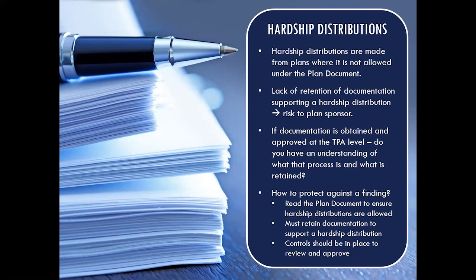It's important to know that from the IRS's perspective, it's insufficient for plan participants to keep their own records of hardship distributions, and there is a responsibility placed on the plan sponsor to obtain supporting documentation. So if documentation regarding the reason for hardship is obtained and retained by the third-party administrator, do you as a plan sponsor have an understanding of what that process is and what is retained for support of the hardship distribution?